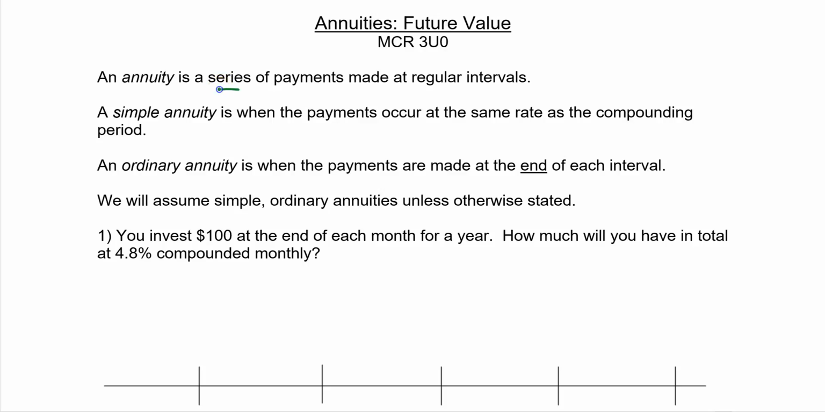An annuity is a series of payments made at regular intervals. So you make a payment every month, every day, every week, anything like that. Now, we'll be assuming what are called simple ordinary annuities. A simple annuity is when the payments occur at the same rate as the compounding period. So if the interest is compounded weekly, the payments will also be weekly. So those two intervals will match up. Also, an ordinary annuity is when payments are made at the end of each interval. So at the end of each month, the end of each year, anything like that.